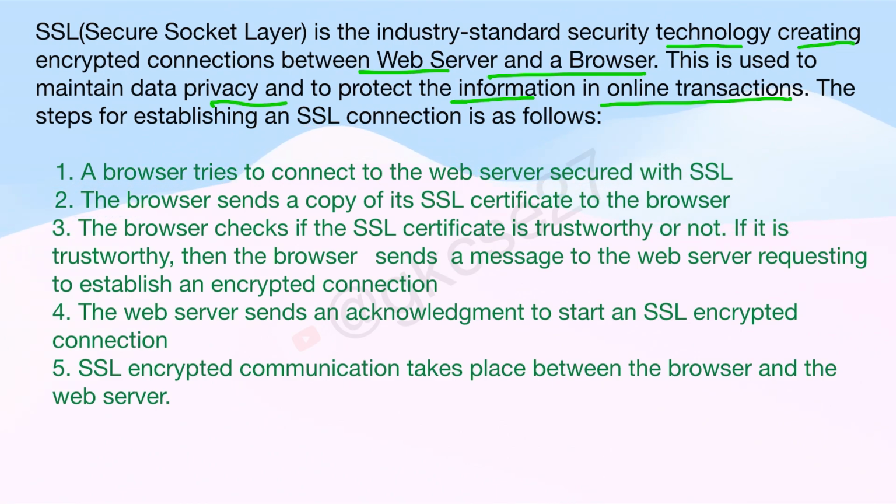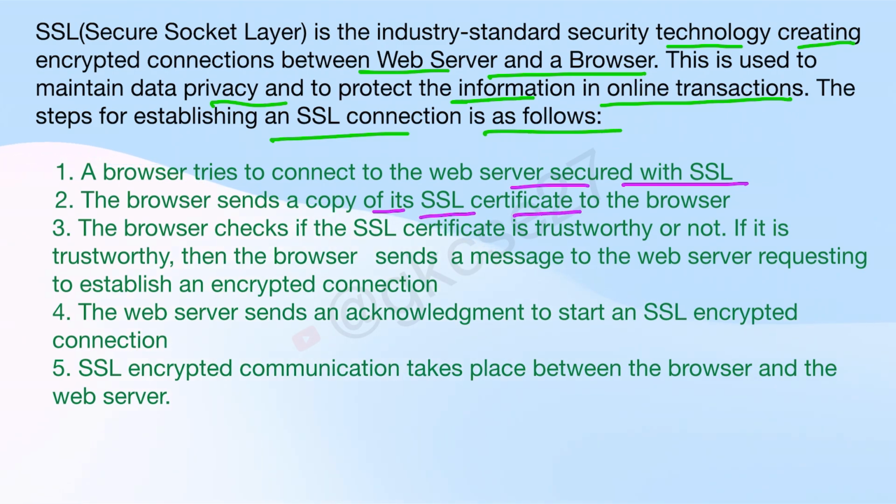The steps for establishing an SSL connection are as follows. A browser tries to connect to the web server secured with SSL. At first, the browser connects with the server, which is secured by SSL. Next, the server sends a copy of its SSL certificate to the browser, the certificate which has been issued. The browser checks if the SSL certificate is trustworthy or not. If it is trustworthy, then the browser sends a message to the web server requesting to establish an encrypted connection. So after checking the SSL certificate, a connection is established between the browser and the web server.